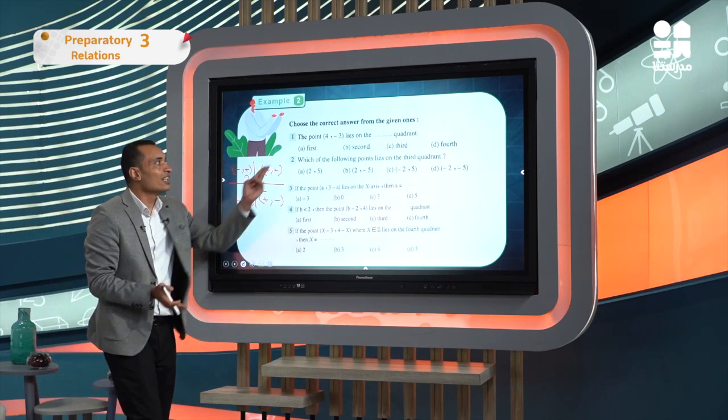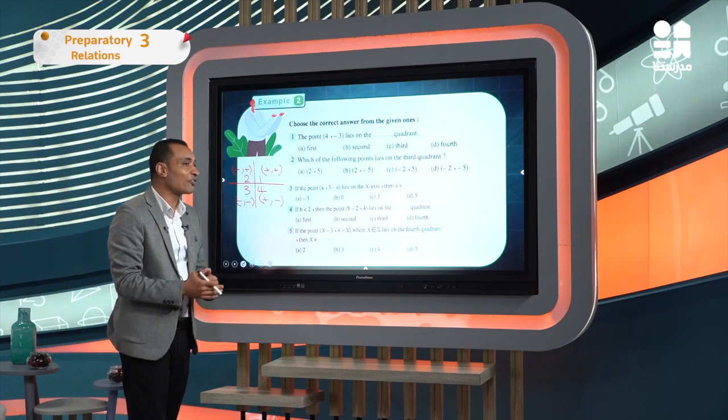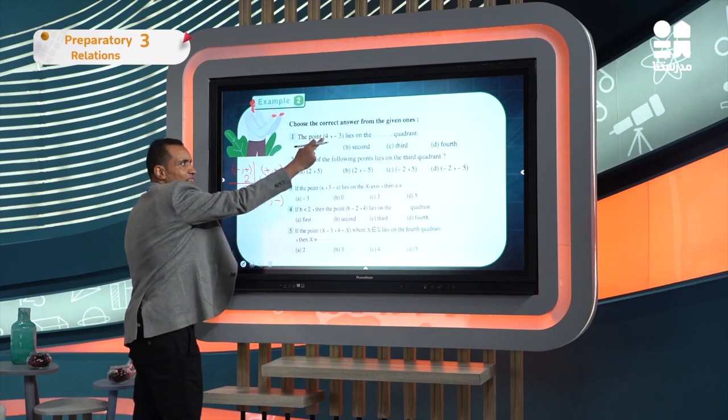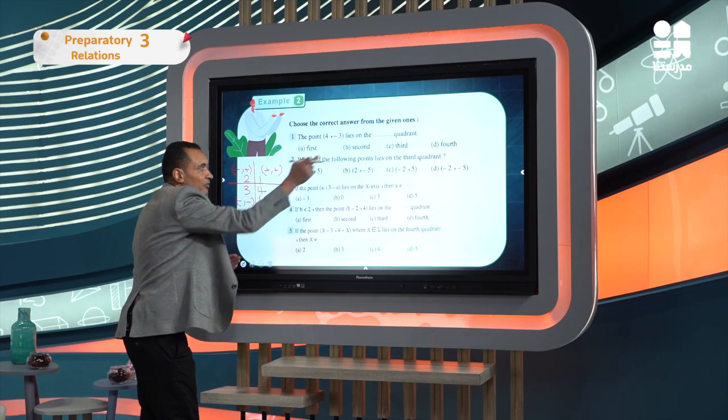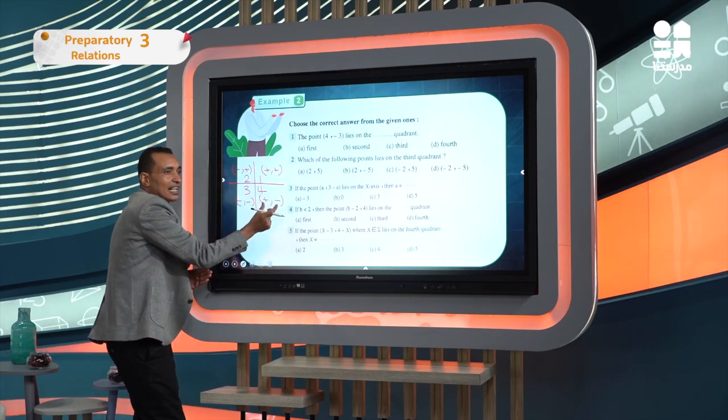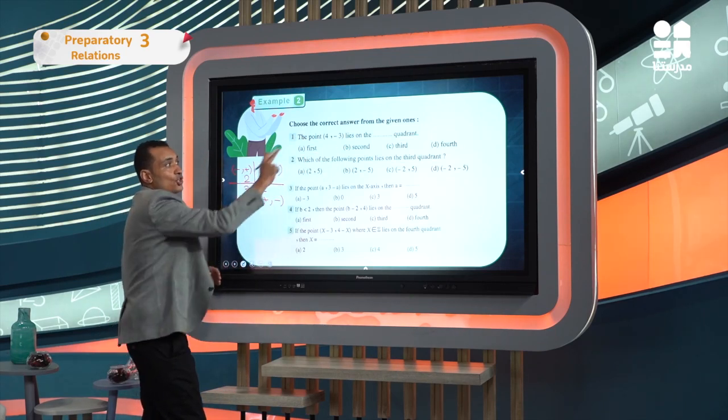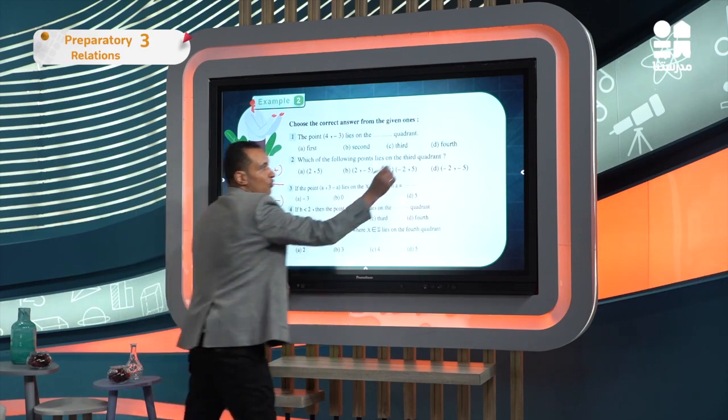I think it became easy. The point 4 and the negative 3. 4 is positive and the negative 3 is negative. So positive and the negative. I can see positive and the negative in the fourth quadrant. So the answer of this question is fourth.